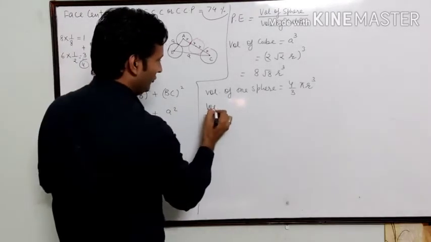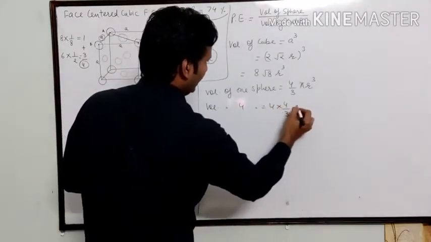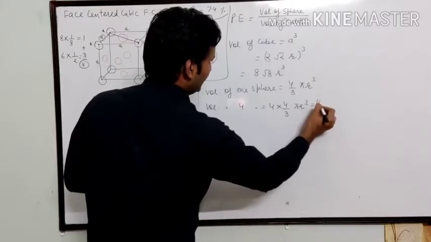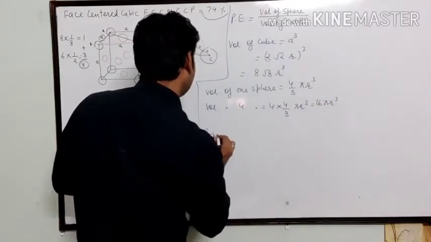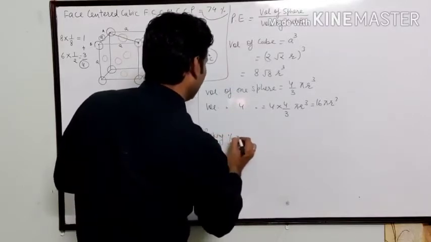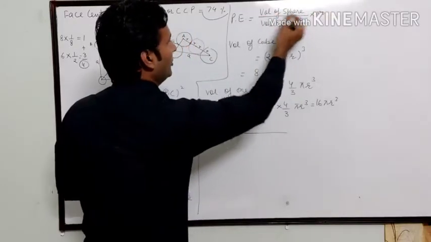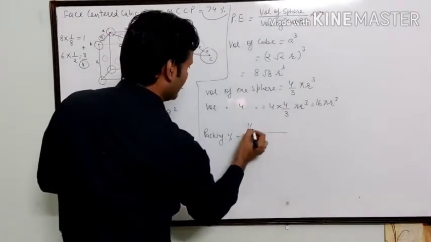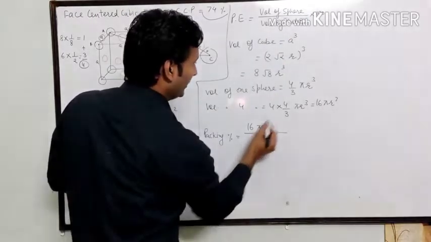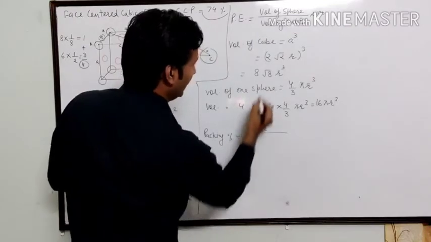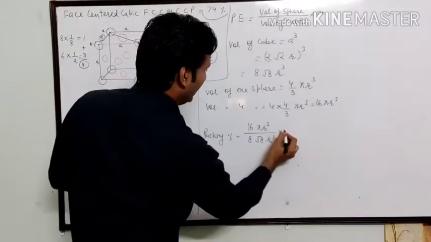It means now volume of 4 spheres is equal to 4 into 4 by 3 pi r cube, that is 16 pi r cube. Now packing percentage or efficiency is equal to volume of sphere into 100. Volume of sphere is 16 pi r cube, and volume of cube is 8 root 8 r cube, multiplied by 100.